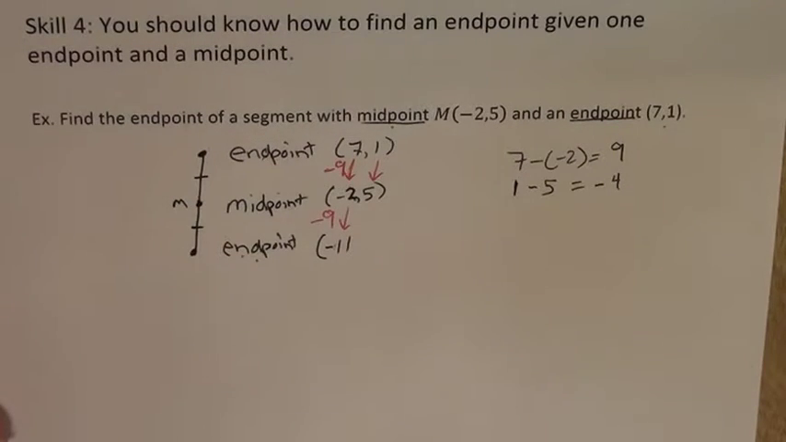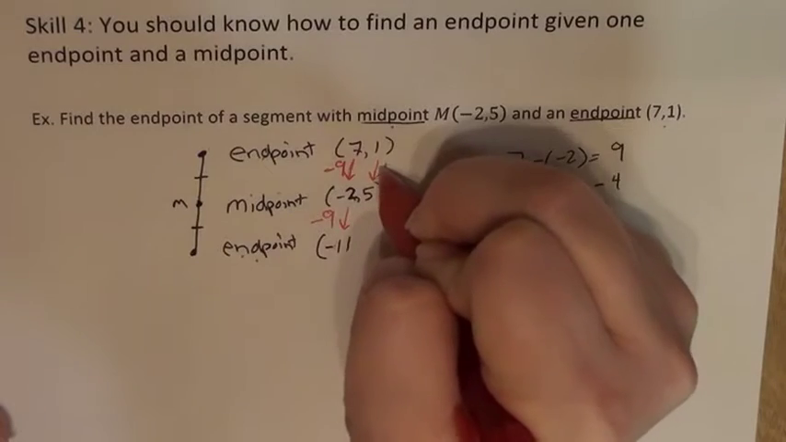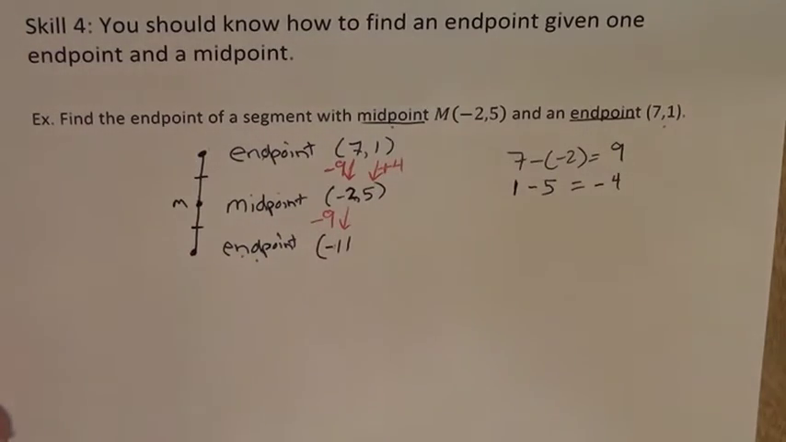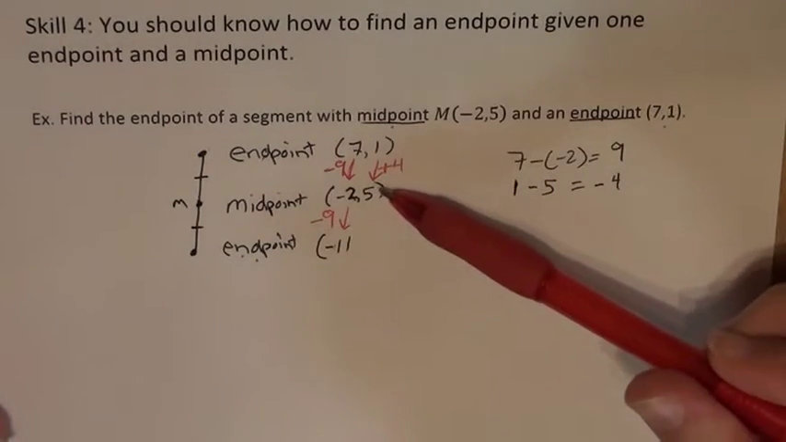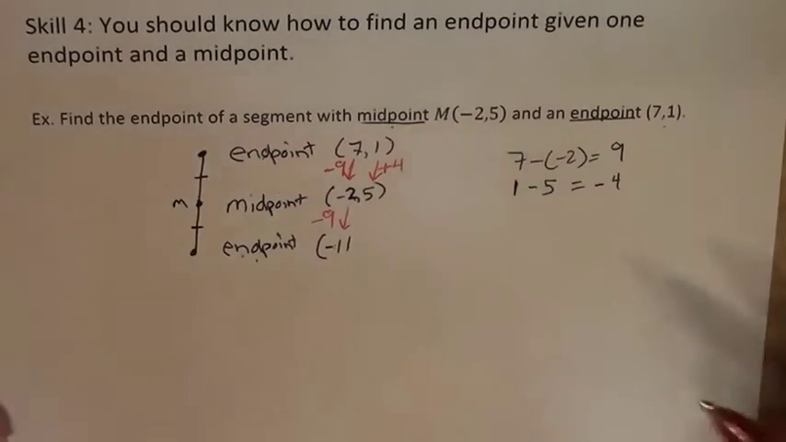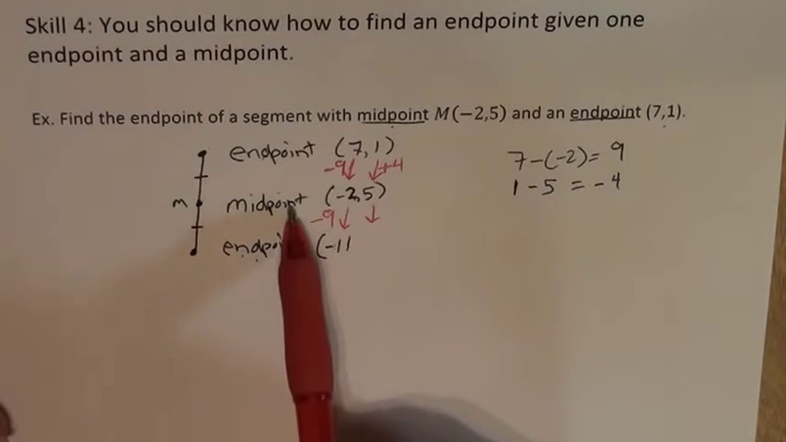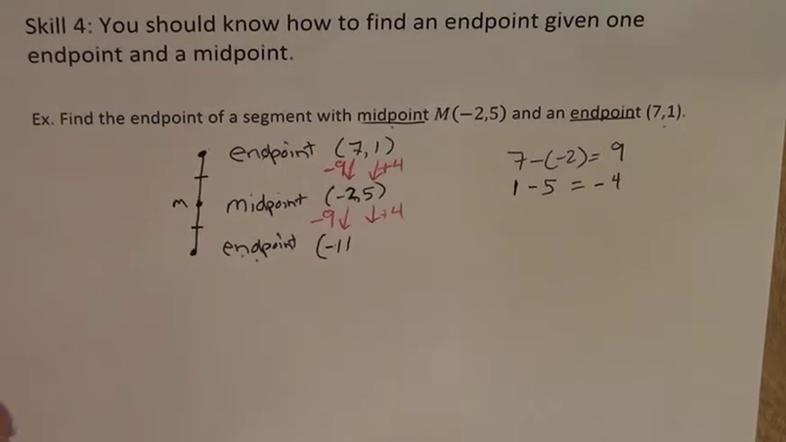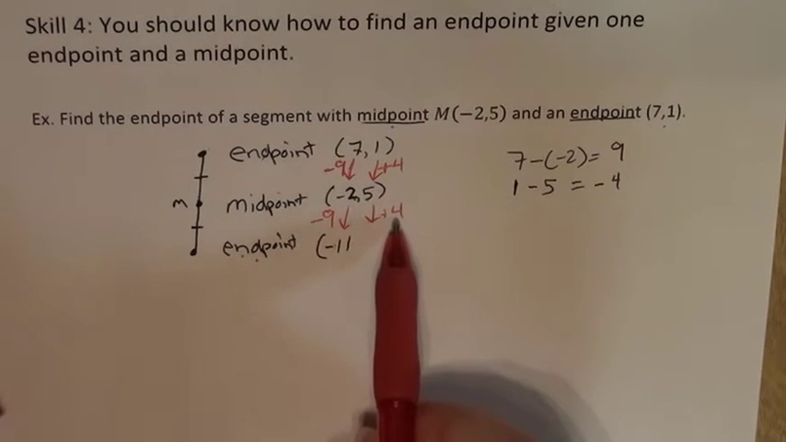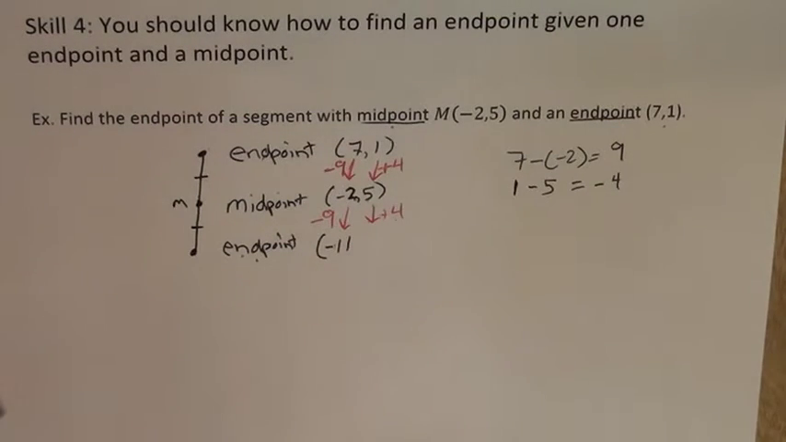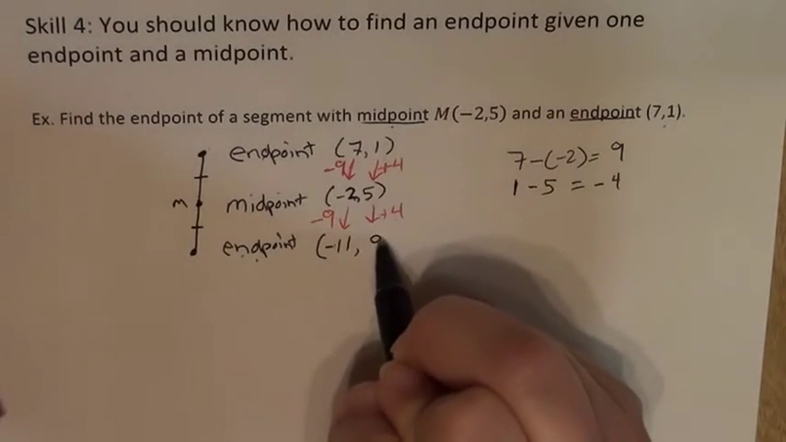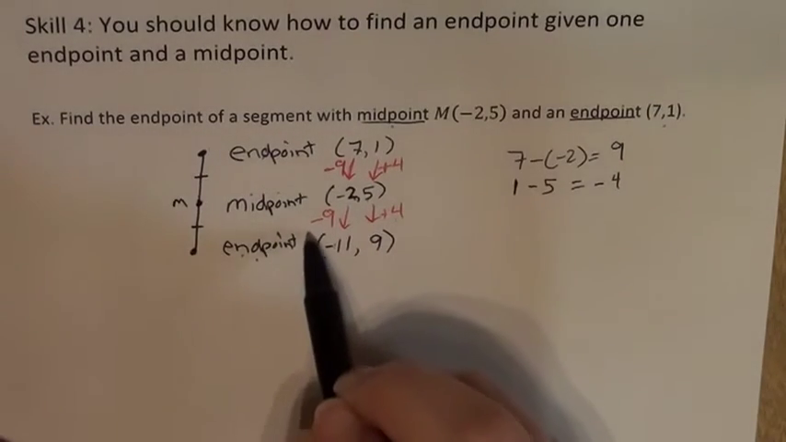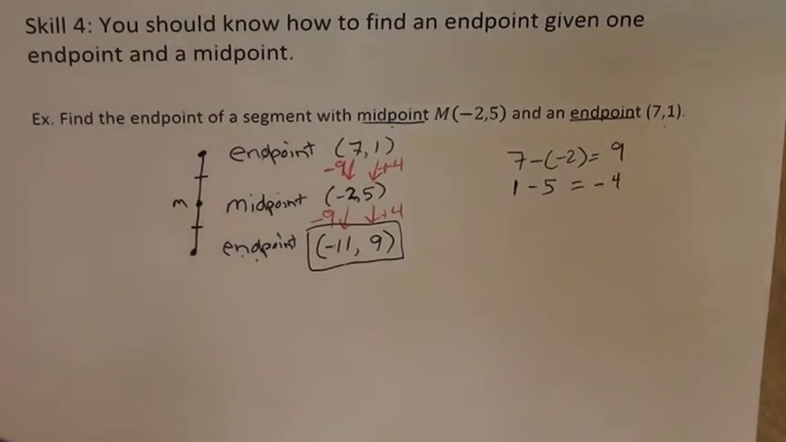So our change is that we went up 4. From 1 to 5, that's increasing by 4. Down here, to get from the midpoint to the endpoint, we need to increase by 4 again. So if we start at 5 and we increase by 4, that's 5 plus 4, which is 9. The other endpoint is the point (-11, 9).